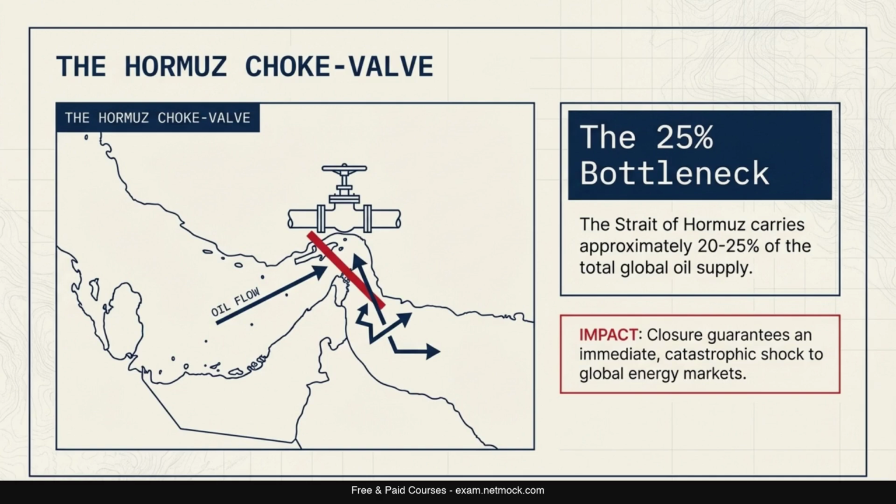The Strait of Hormuz carries 20 to 25% of the total global oil supply. Closure guarantees an immediate, catastrophic shock to global energy markets. 1/4 of the world's oil through one narrow waterway. A closure would send oil prices skyrocketing, trigger global inflation, and reshape trade routes. This is not theoretical, it is being actively pursued by the new Iranian leadership.